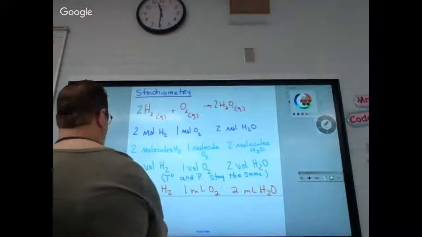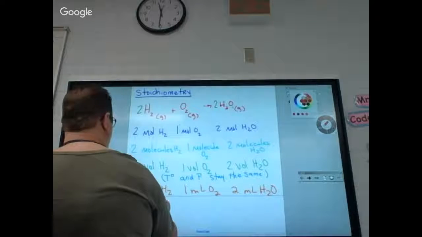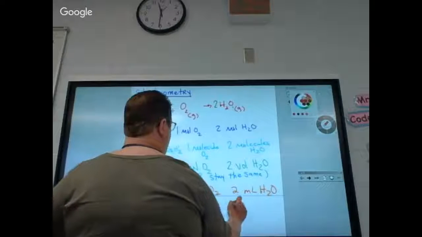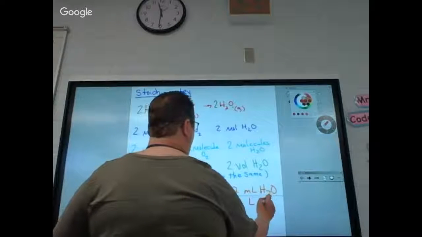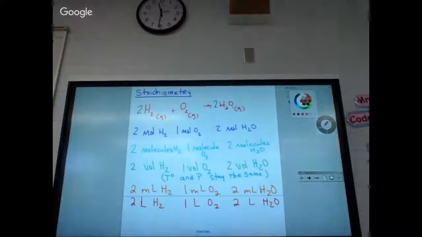So I could have had 2 liters of hydrogen to 1 liter of oxygen to 2 liters of water. It's a ratio. My point in this discussion is, does it have to be moles? No. We're going to do the same thing we did with moles, except that today we're going to do it with a volume ratio. That's all we're going to do, is switch it up from moles to volumes.